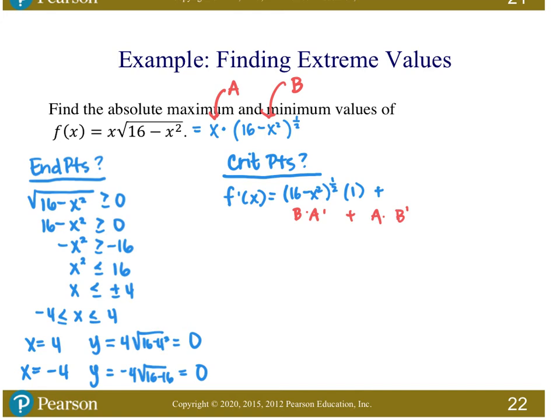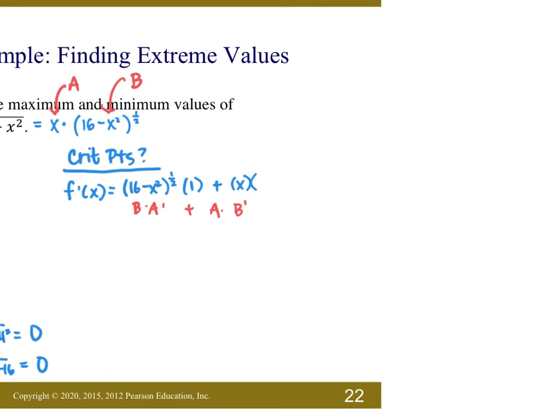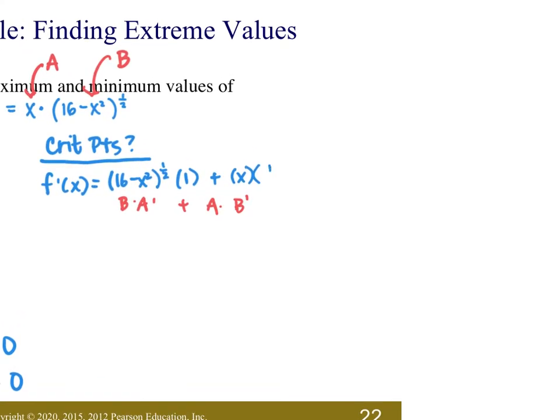Plus, now A, which is x, and B prime. Okay, our B prime is move the half to the front, leave the inside alone, lower it to -half, and remember the chain rule of -2x. So that is our whole product rule. Okay, so what we're going to do now is clean this up so that we can set it equal to 0 and set it equal to undefined.